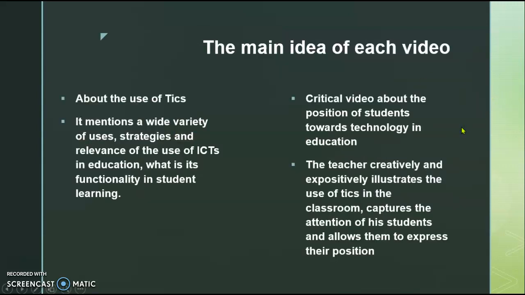The main idea of each video is about the use of TICS. It mentions a wide variety of uses, strategies, and the relevance of the use of TICS in education. What is its functionality in student learning?